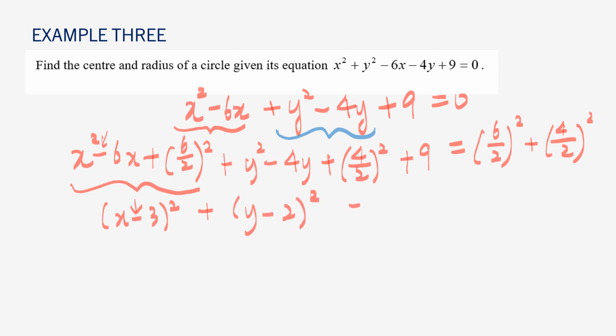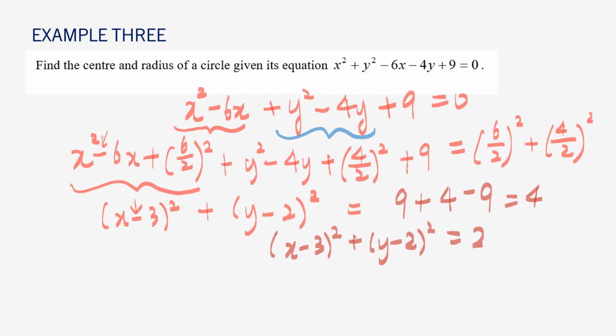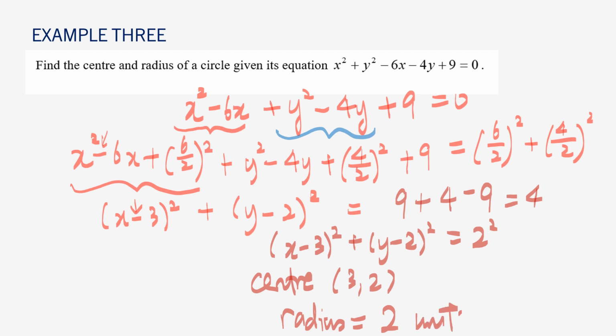Equals to, bring the positive 9 over. This will give you 3 squared, which is 9, 2 squared, which is 4, minus 9. So it gives you 4. Right, so you will end up getting the standard form of the equation. So from there, we can find that the center is (3, 2), radius equals 2 units. So you use this method when you're very good at completing the square. Otherwise, it's good to learn the general form.